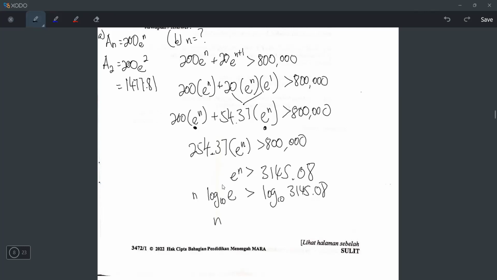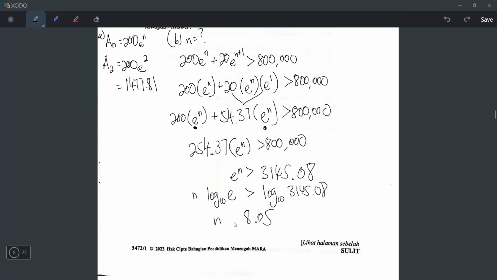And now I can get my n by pressing log 3145.08 divide log E. So let's press together. Log 3145.08 divide log base 10, but it's E, right? So how to press E? Just press shift ln 1. Shift ln 1. Okay, 8.05.